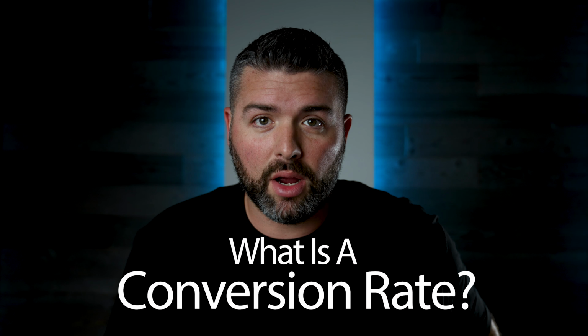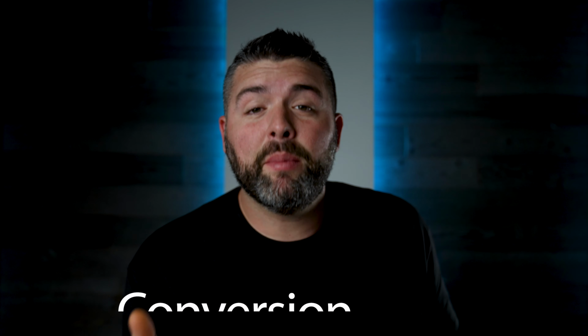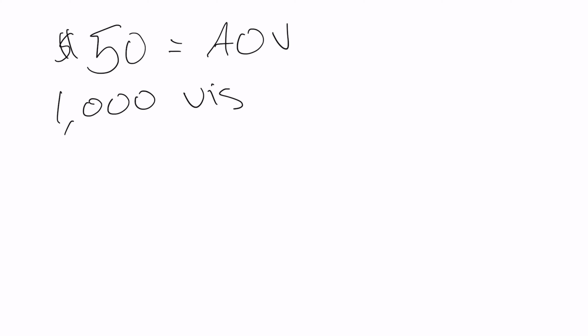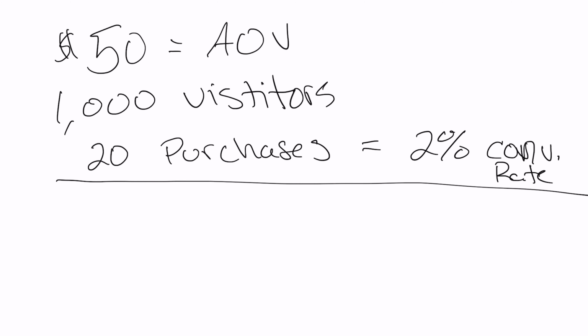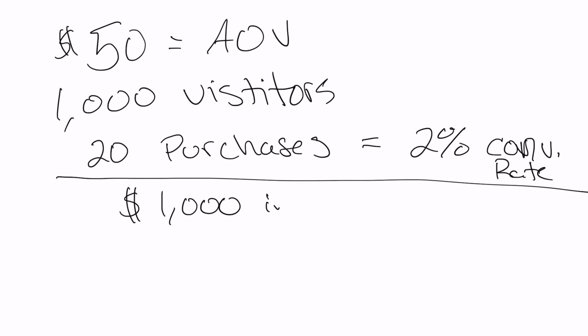For you complete beginners, the question is, what is an e-commerce conversion rate? A conversion rate is how many people have purchased from your website in comparison to the number of visitors that you've had. So essentially, the higher your conversion rate, the more money that you're making. For example, if you have a $50 average order value and you have 1,000 people who have been to your website and you've had 20 purchases, that means you have a 2% conversion rate and made $1,000. Simple math, 20 times your $50 average order value equals $1,000.